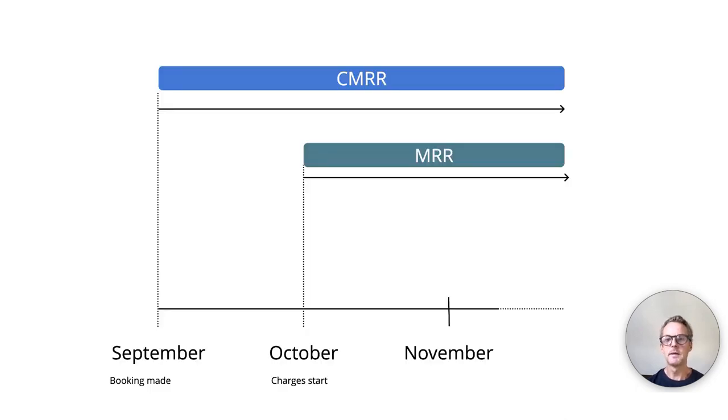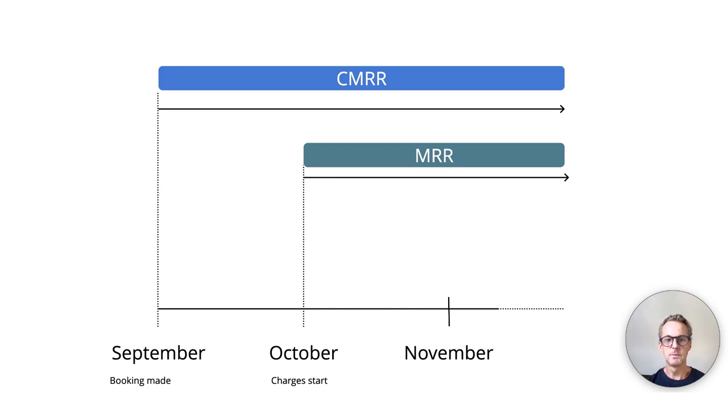On the order, we have a start date, and let's say today is September, but the start date on the order is 1st of October. So there can be two perspectives on what has been sold. From a contracted point of view, we have sales for this customer in September, but the recurring revenue will not start until October. And when we reach October, the MRR and the CMRR will be the same for this order.